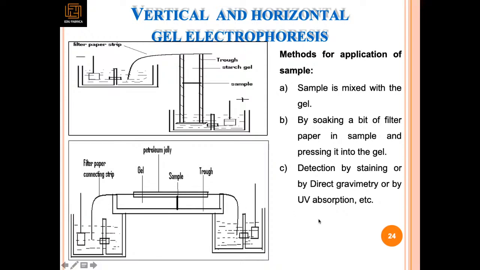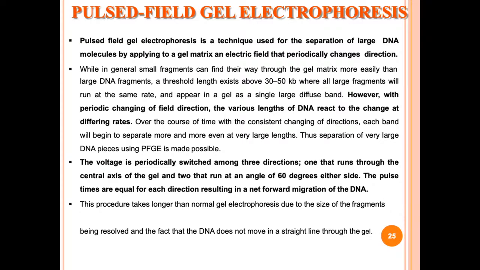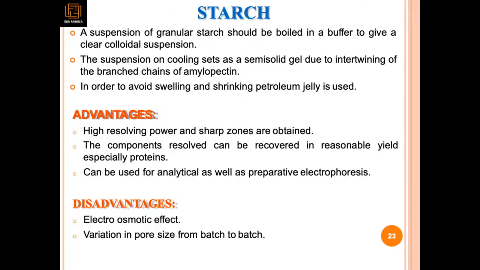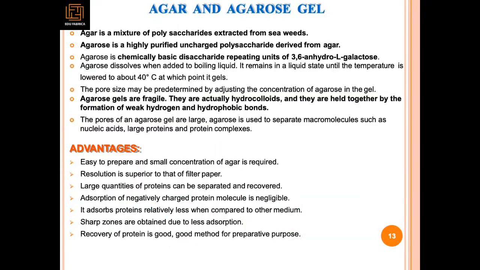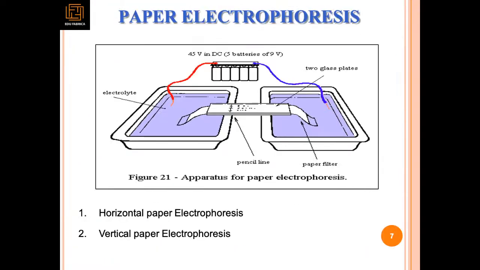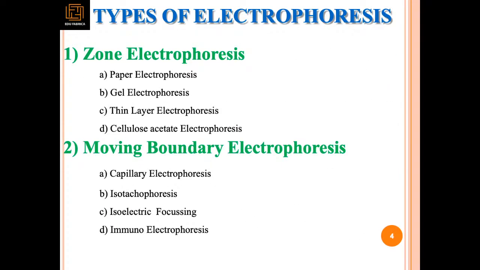The sample is mixed with the gel, and we soak a bit of filter paper in the sample, pressing it into the gel, and we detect it by staining or UV absorption later on. So that was all about gel electrophoresis and paper electrophoresis that we have discussed since morning.